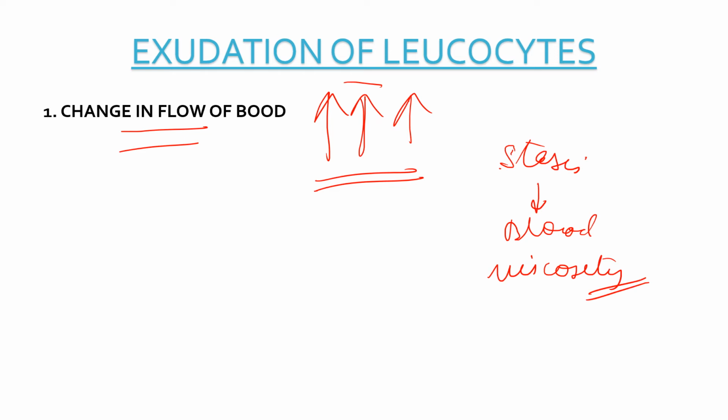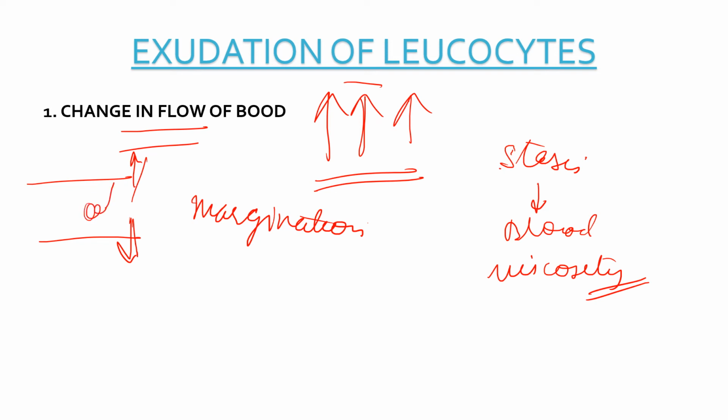Due to the slowing and stasis, the central stream of cells widens and the peripheral plasma zone narrows because of loss of plasma by exudation. This phenomenon is called margination. As a result of this redistribution, neutrophils of the central column come to the vessel wall, and this is called pavementing.